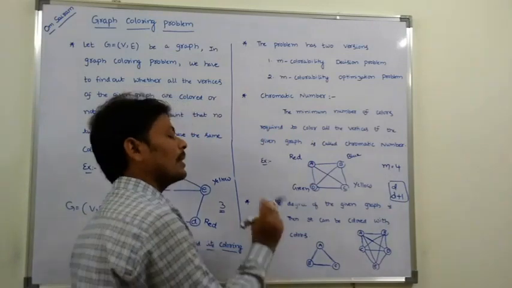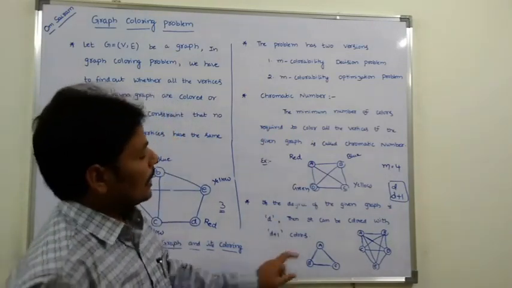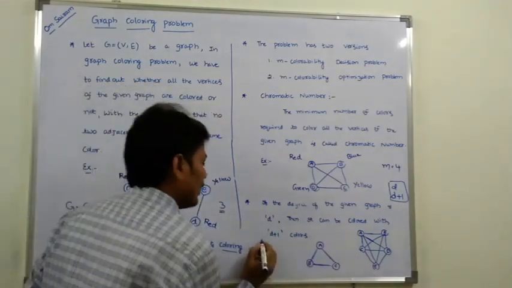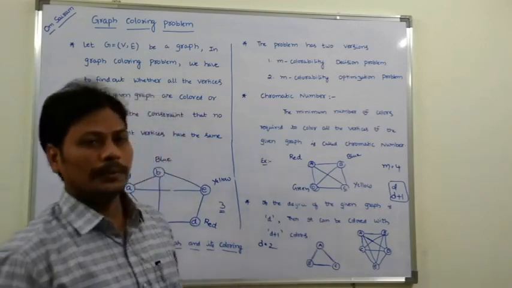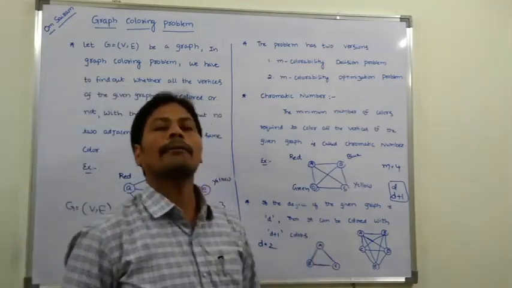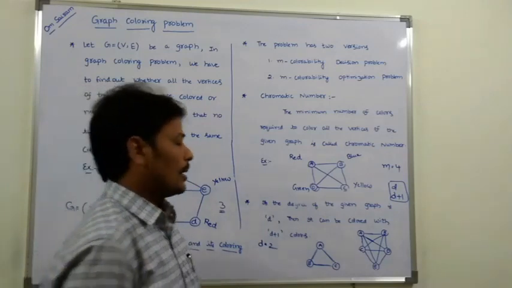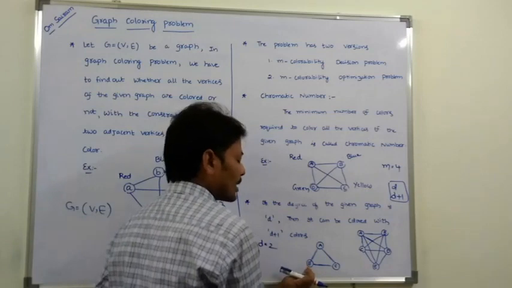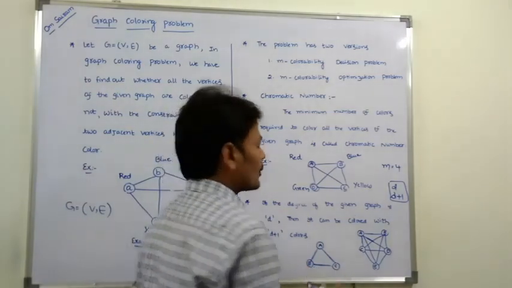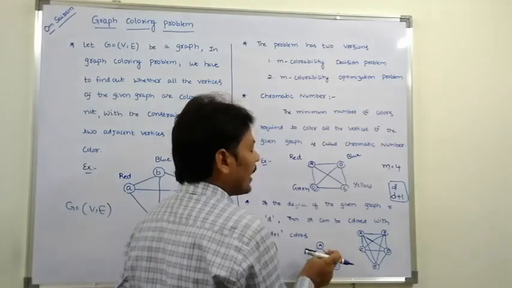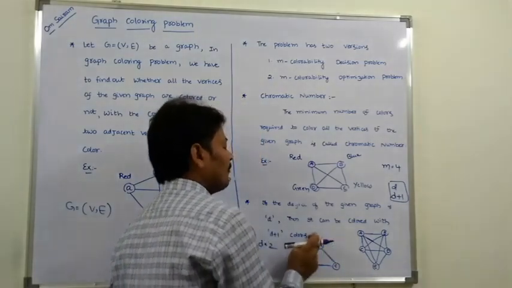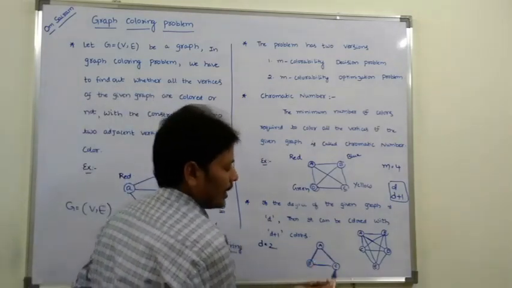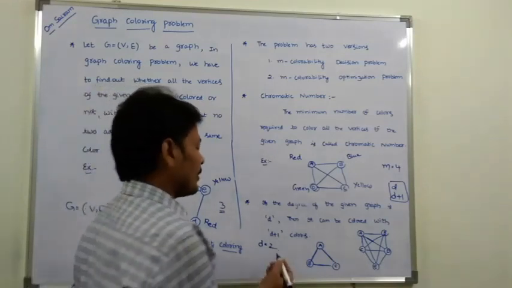So check, this is one example graph. Suppose the degree of this graph D is equal to 2. How can you say that the degree of the given graph is 2? Vertex A is adjacent to vertex B and vertex C. So how many outgoing edges from vertex A? This is one edge and this is one edge. That is, degree of vertex A is 2.